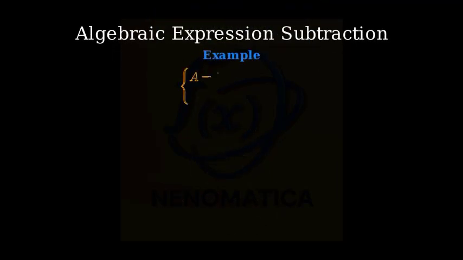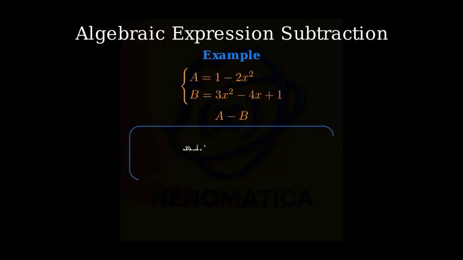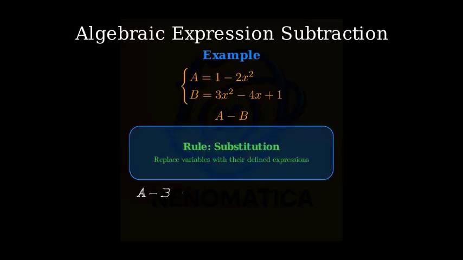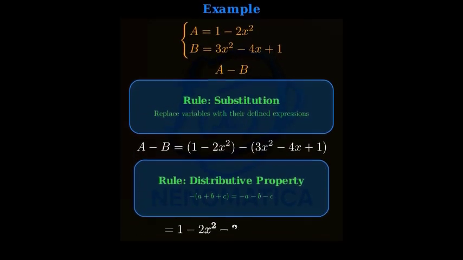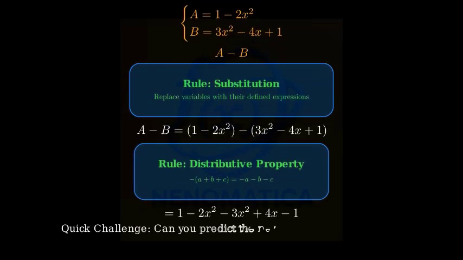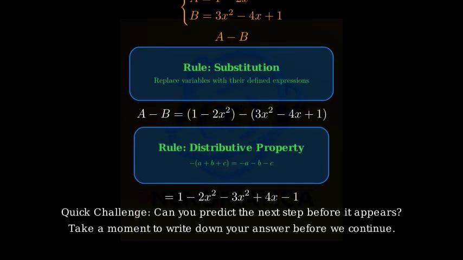Let's look at an example where we need to find the difference between two algebraic expressions. First, let's substitute the expressions for a and b into our target expression a minus b. Next, we need to distribute the negative sign to the terms inside the second parenthesis. When we distribute a negative sign, we change the sign of each term inside the parenthesis.